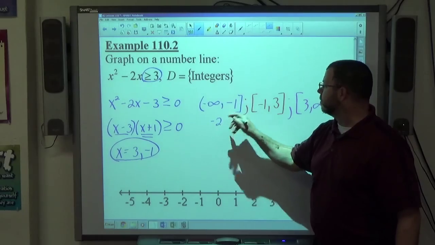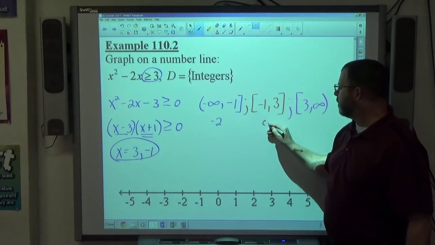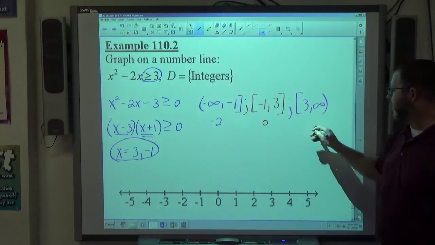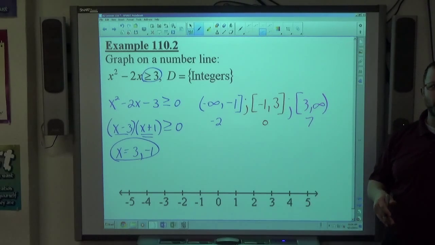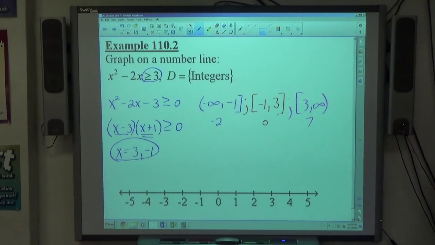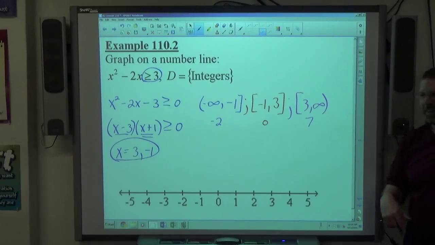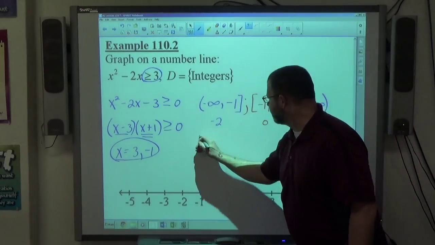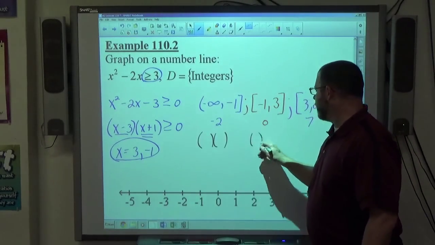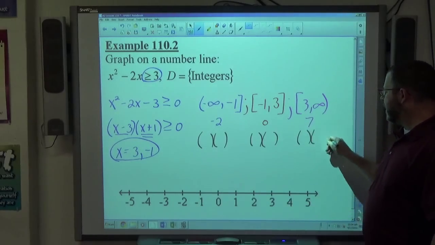I'm going to go negative 2. Between negative 1 and 3, I'm going to pick 0. Between 3 and infinity, I'm going to pick 7. Just to be weird, I'm going to pick 7. Right. I would normally pick 4, but it's just being crazy today. All right, so we're doing products. What I care about is signs, not numbers.